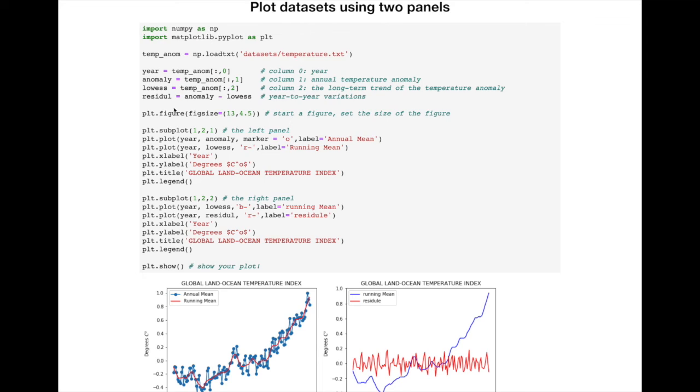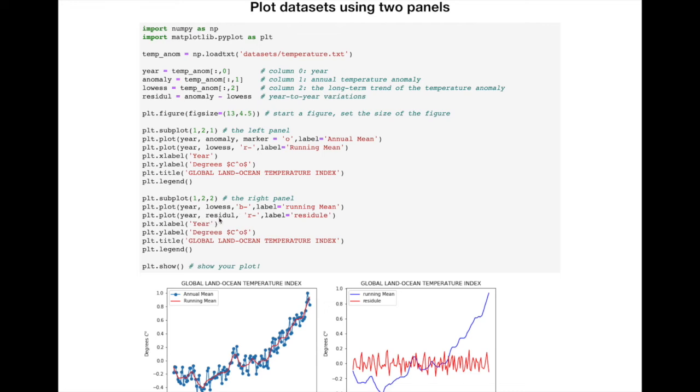That's the same code, and by doing this I'm adding a subplot, which is 1 row, 2 columns. This is subplot 1 1 2, which is the first panel, and we've explained this in the previous slide, and subplot 1 2 2, which is the second panel down here. Now we are plotting using a different style down here. I'm plotting the long-term trend, which is the running mean, as a function of year, using a blue solid line, and labeling it running mean.